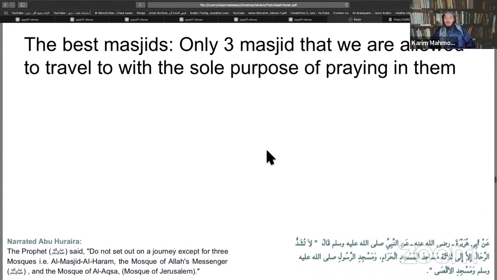Now we are not allowed to travel to any masjid other than these three masjids right here: the Masjid al-Aqsa, the Masjid of the Prophet ﷺ, and the Masjid of the Kaaba. You're not allowed to travel to any other. You understand what I mean by travel?